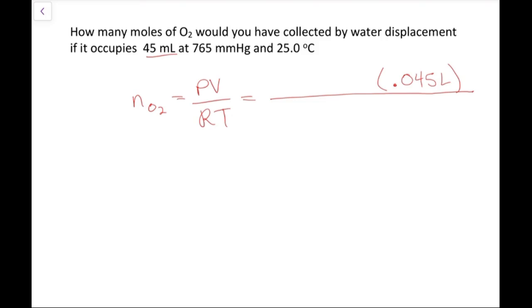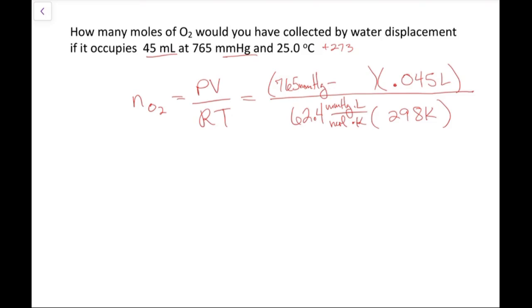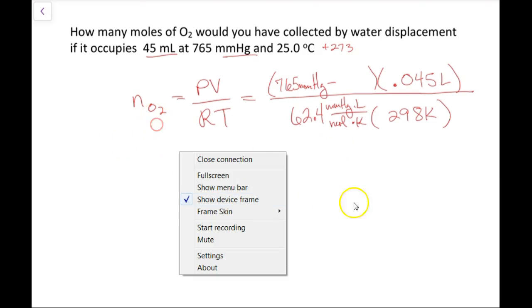Your temperature down here on the bottom is 25 degrees Celsius, so if I add 273, that's going to give me 298 kelvins. The R value, if we're in mmHg, is 62.4. And then the pressure. I'm going to do this in parentheses here. I know the pressure is 765 mmHg, but I'm going to have to subtract from that because that's the total pressure. That is not the pressure due to oxygen, which is what I'm interested in.